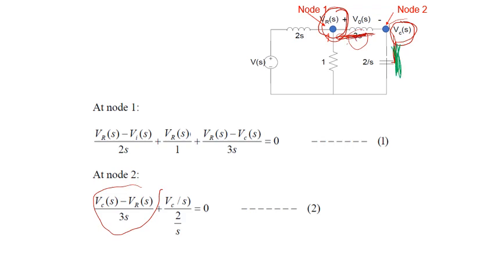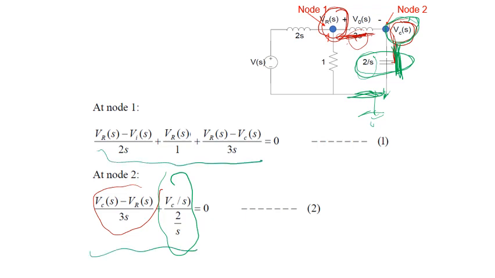Now this current, how to get this current? It's equal to VC divided by the impedance here, because it's the capacitance. Because here there is no voltage, the voltage is 0 here, because this is the ground. So since the voltage is 0, it's VC minus 0 over 2 over S. So when we write this one, it's going to look like this. So the two currents are equal to 0. That's how we can get the two equations. So the two equations are ready. Now we will deal with them mathematically.